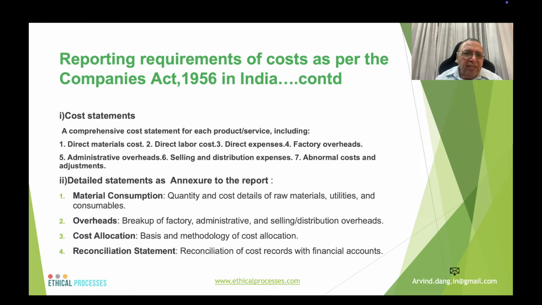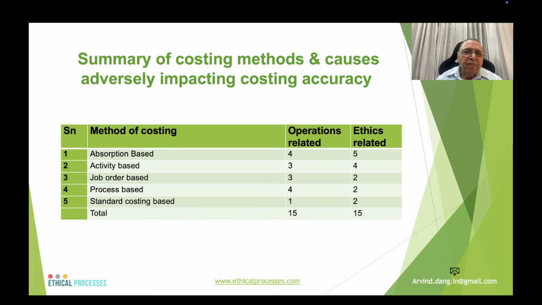Now, there is a requirement of detailed statements to be submitted as an annexure to the above cost statement reports, which include: 1. Material consumption, quantity and cost details of the raw material, utilities and consumables. 2. Overheads, breakup of factory, administrative and selling and distribution overheads. 3. Cost allocation, basis and methodology of cost allocation. And 4th, reconciliation statement, reconciliation of the cost records with the finance accounts.